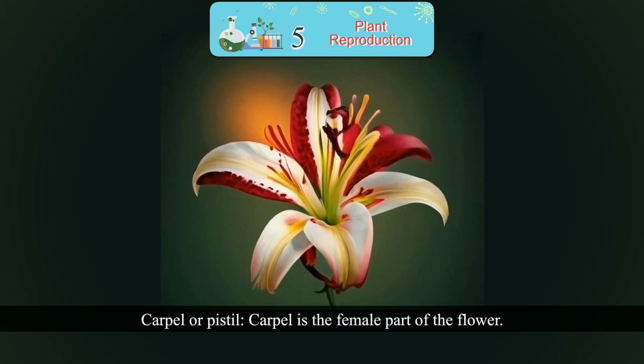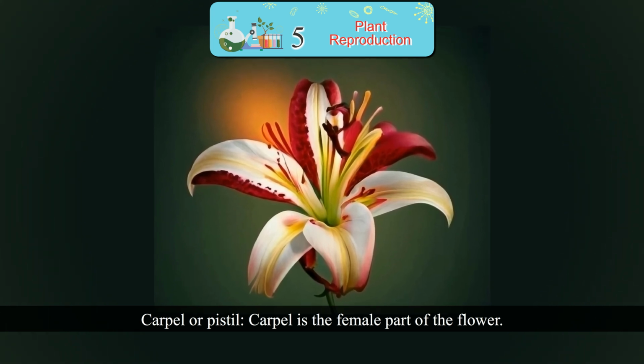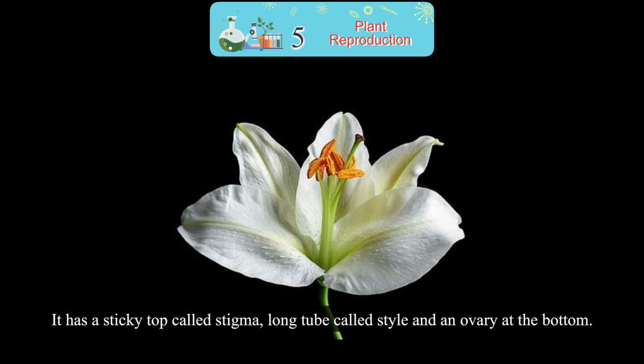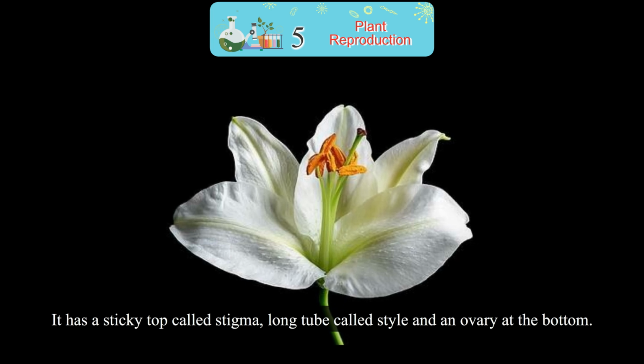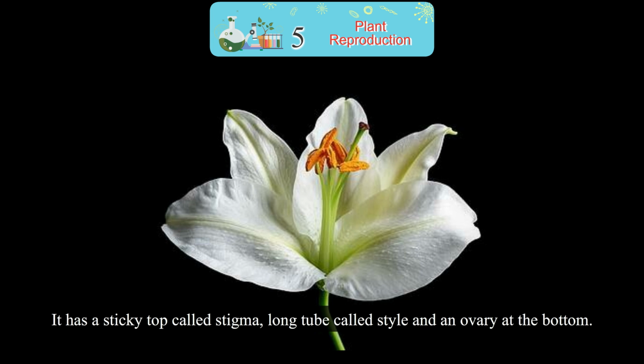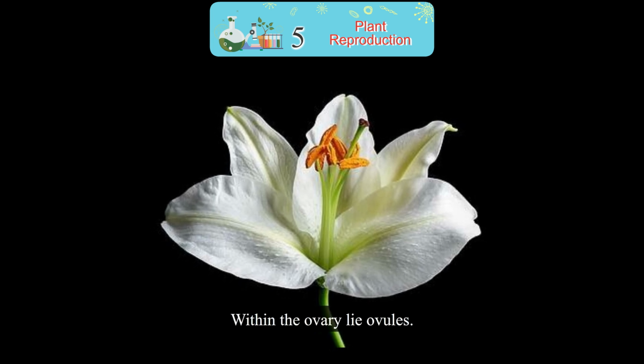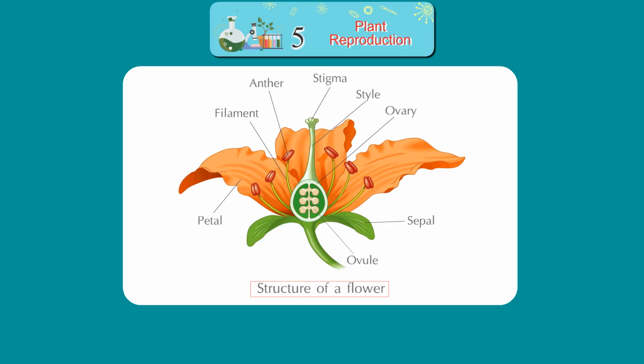Carpel or pistil. Carpel is the female part of the flower. It lies in the center of the flower. It has a sticky top called stigma, long tube called style, and an ovary at the bottom. Within the ovary lie ovules. Structure of a flower. Petal, filament, anther, stigma, style, ovary, sepal, ovule.